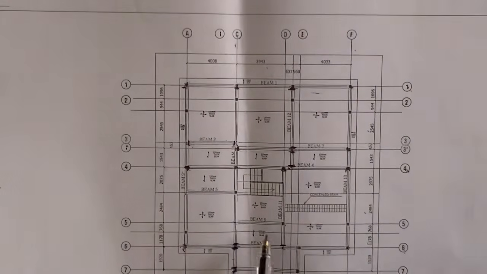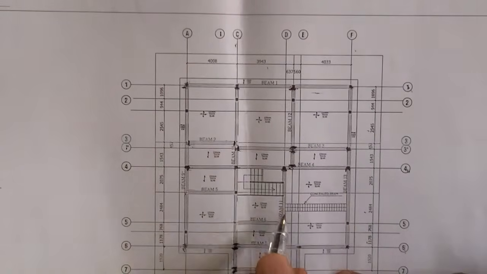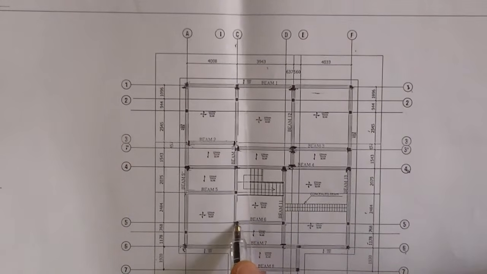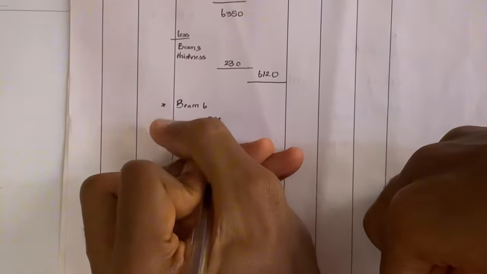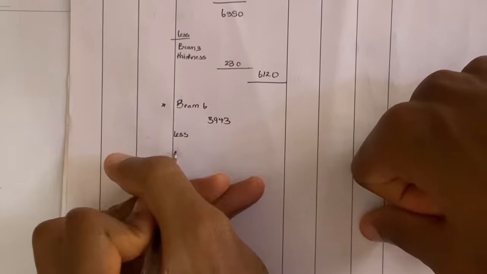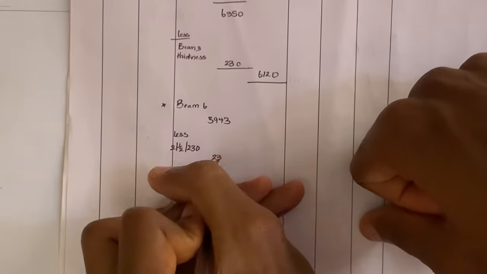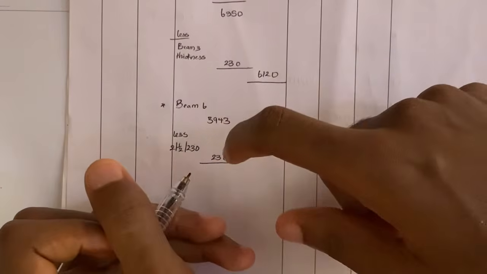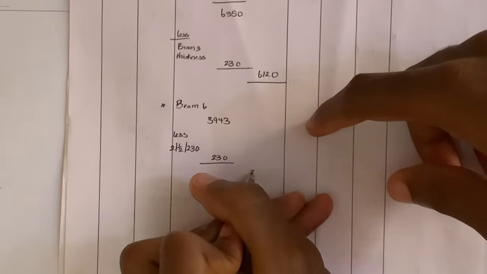Right, so now we're not going to minus what? The intersection, because we've already catered for the intersection at 10A and at beam 11. So we need the in dimension of what? Beam 6. So now we can measure. So for beam 6, 3943, we will now less what? 2 by half of what? 230, which is going to be equal to what? 230. So now when you do the math, you're going to be having a total of what? 3713.